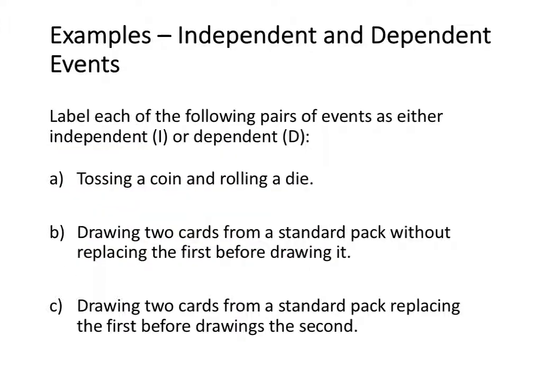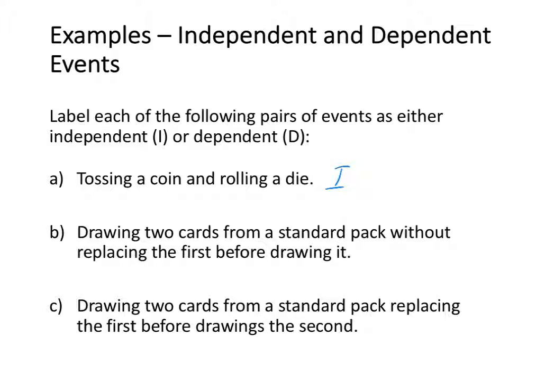So in this example, we want to label each of the following pairs of events as either independent or dependent. Looking at the first example, tossing a coin and rolling a dice. These are two separate events that will have no impact on each other, so they will be independent events. If I toss a coin and get a heads, when I roll my dice, I have an even chance of getting a 1 to 6. The two events have no impact on each other.